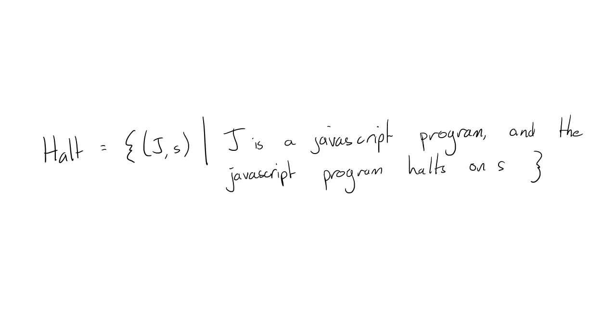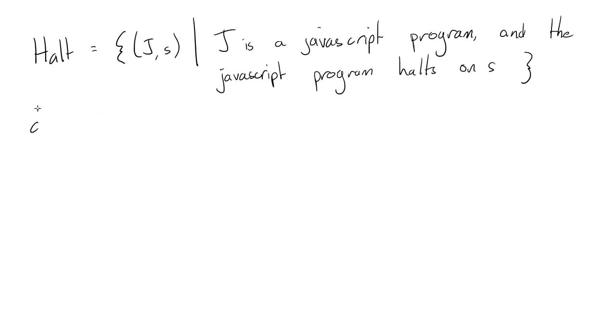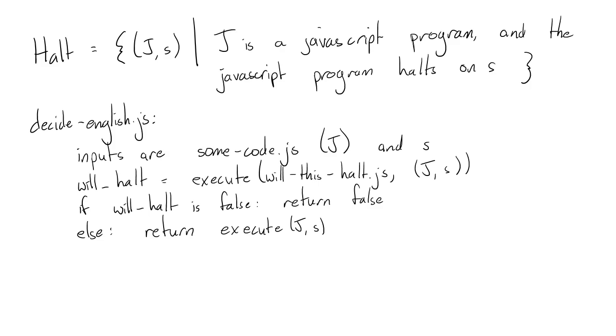So how do we write decide-English.js with will_this_halt.js as a component? Easy. Let me write you some pseudocode. Okay, so like always, in decide-English.js, we're given two inputs, a JavaScript program and a string. First, we'll call will_this_halt.js to find out whether J halts on S. If J doesn't halt, return false, because obviously J doesn't accept S if J never even stops running on S. If J does halt, then we just run J on S. We know it'll terminate eventually because will_this_halt told us so, so now we can confidently run J on S without having to worry about our decider failing to terminate, and we can return the right result.